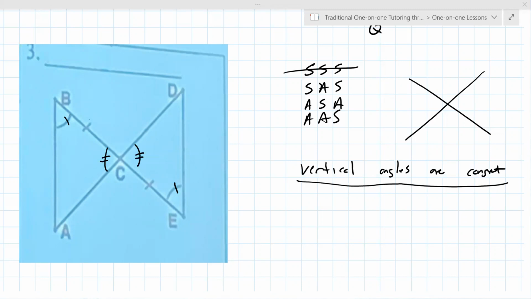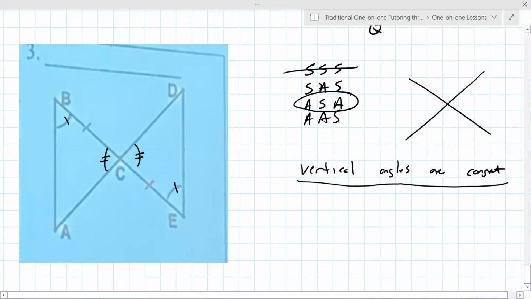So what I was trying to get you to say or see is that there's a side between two angles. There's a side between two angles. So it's an angle, a side, and then an angle. Angle, side, and an angle.